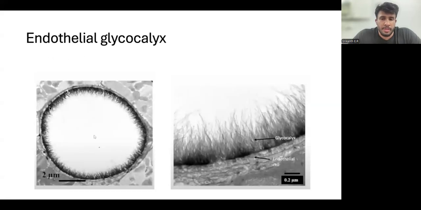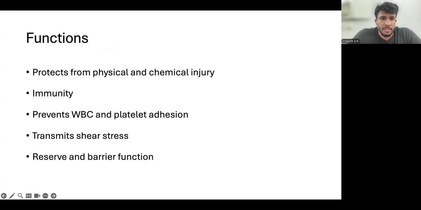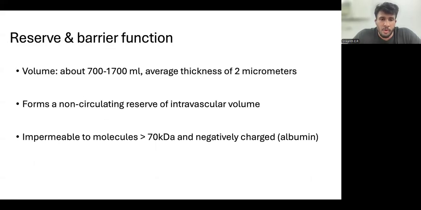If you look at the electron microscopy view, this is how it looks. It looks like a grass-like membrane on top of the endothelium. So this holds a good amount of fluid within it. This is the glycocalyx on top of the endothelial cell. So what are the functions of the endothelial glycocalyx? There are many proposed functions, but for this lecture, I'll primarily stick to the reserve and barrier function. What it means is that because it's a hydrated membrane, it carries about 700 ml to 1700 ml, up to 1.7 liters of fluid within this membrane itself. And the average thickness of this membrane is about 2 micrometers in the body.